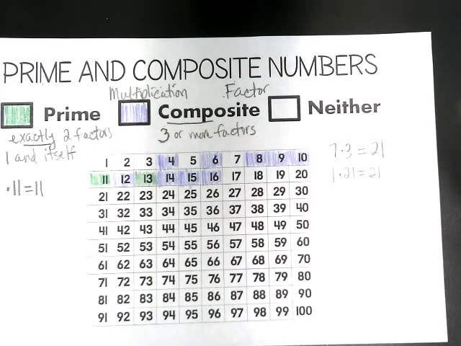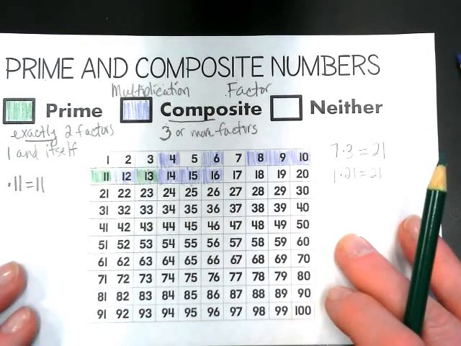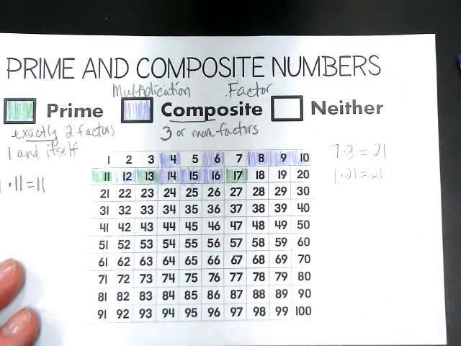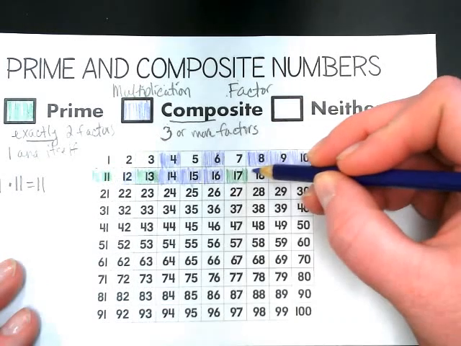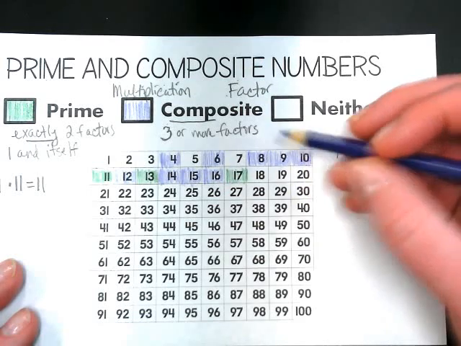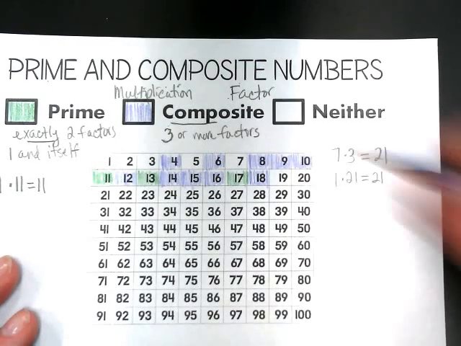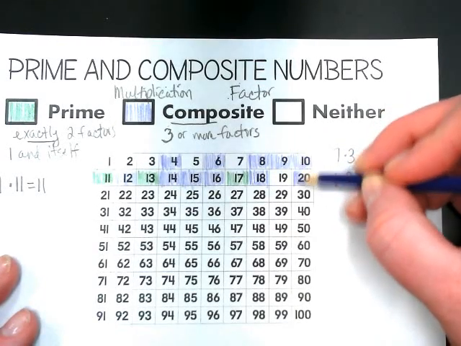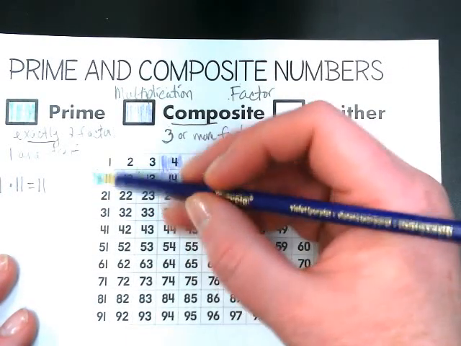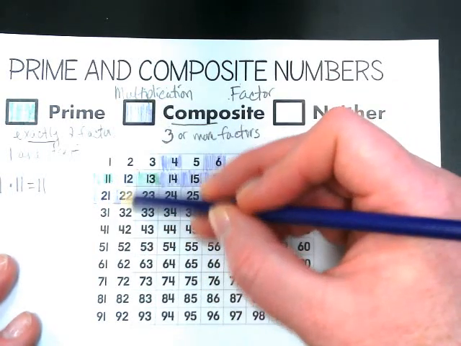And we get to 17 and we have to stop and think, is there any other way besides 1 times 17? No. What about 18? There's more than one way, though, isn't there? We can do 2 times 9, 3 times 8, 1 times 18. I know 20 is composite. I want you guys to just take a couple minutes and start coloring the ones you know for sure are composite. If you're not positive, skip it and we'll check in a few minutes, okay?